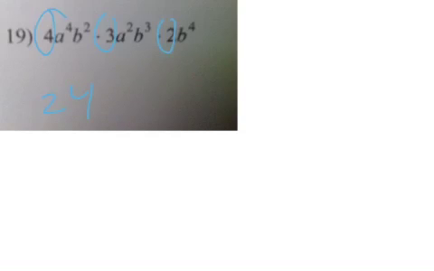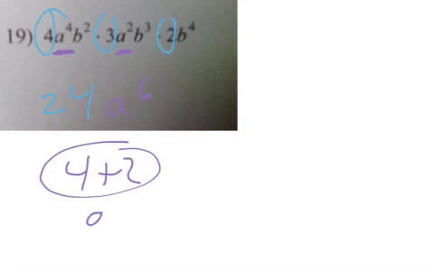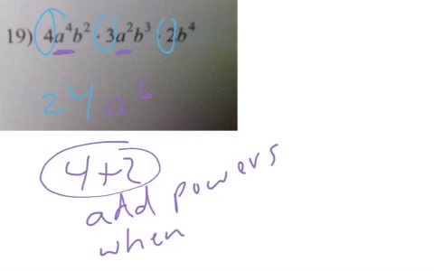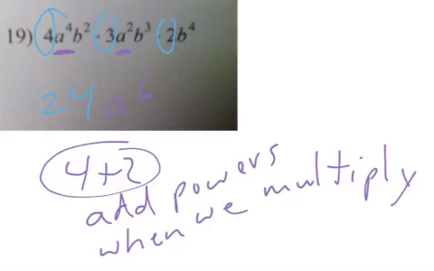Now the powers are a little different. What you need to remember, and hopefully still do, is that a^4 times a^2 is going to be a^6, because I did 4 plus 2. You add powers or exponents when we are multiplying them. We add powers when we multiply, and that's what I wanted to remind you.